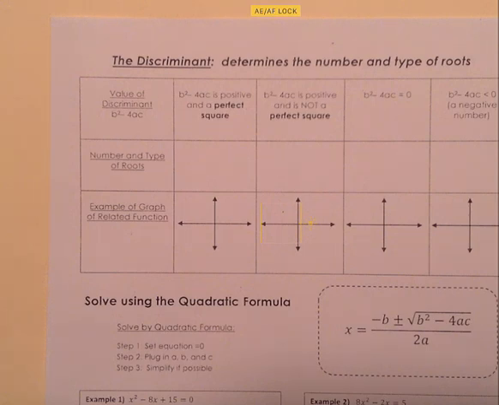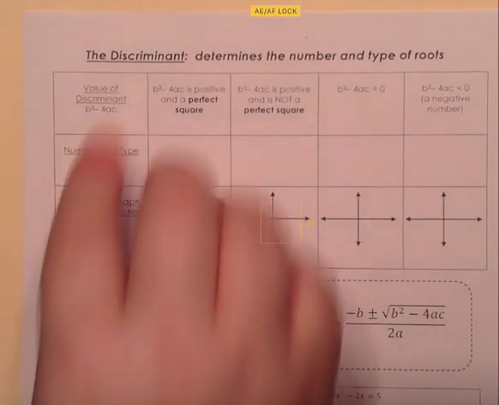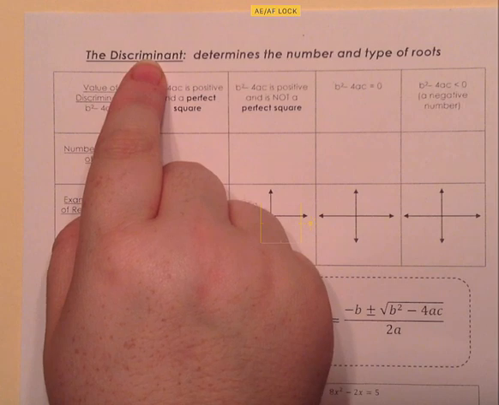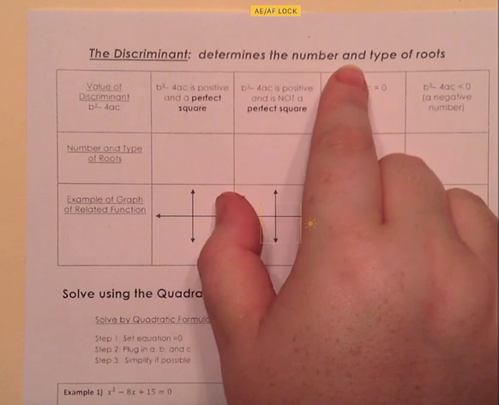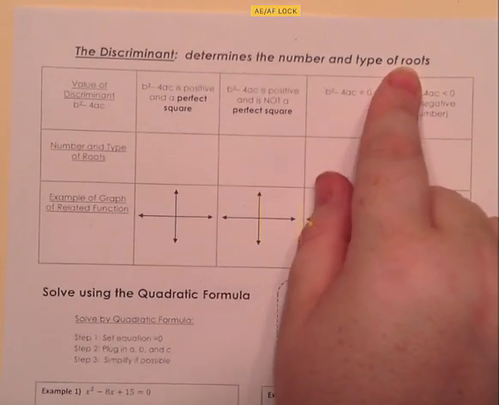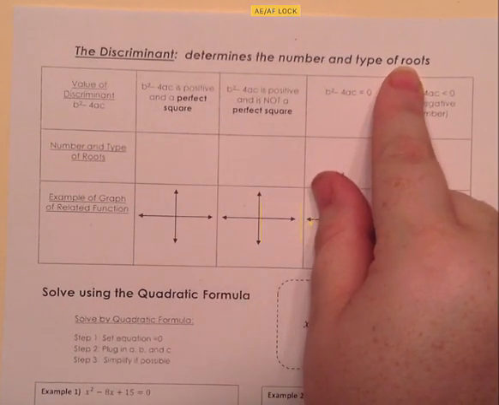This video is about solving quadratics using the quadratic formula. The first thing I want to talk about with the quadratic formula is the discriminant. Before you even get into solving quadratics, you want to determine how many solutions you're going to have and the type of solutions. So it determines the number and type of roots. Again, roots are your x-intercepts, zeros, solutions.